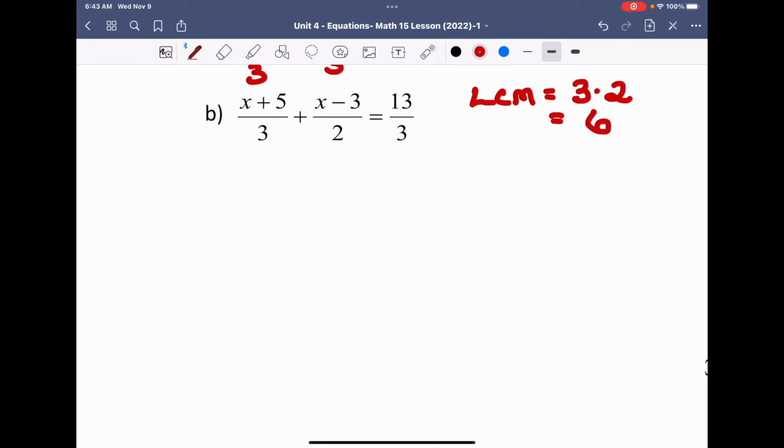And we should know this from number sense. Number sense always said that we take one of each of the values, the smallest, and then multiply them together in order to get our LCM, or lowest common multiple. Now, I multiply both sides of this by the value of 6. So I go 6, 6, there we go.